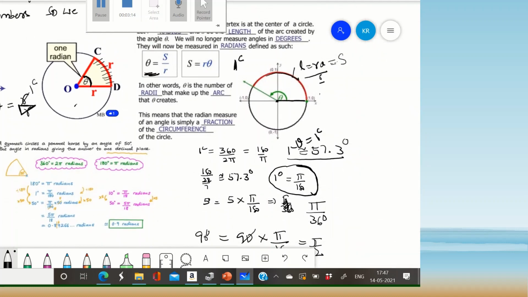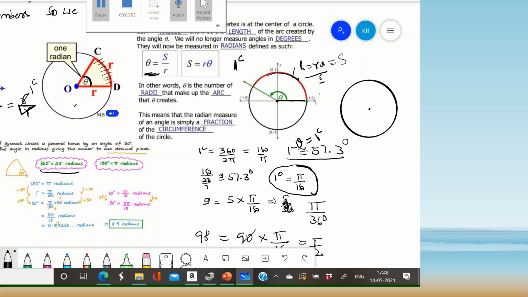Now I would like to define the relation between radian and degree measurement. As you know, if I take one complete round, that means a circle, it is 360 degrees. But lengthwise, it is 2 pi radians. So 2 pi radians is equal to 360 degrees, and 180 degrees will be equal to pi radians.